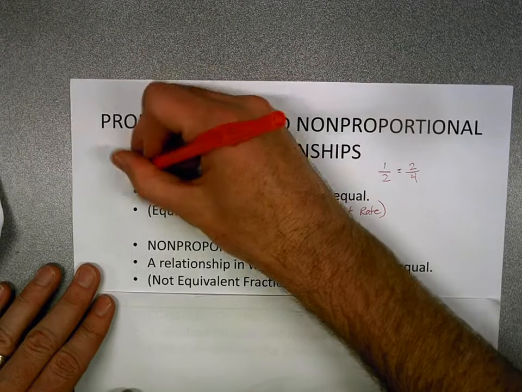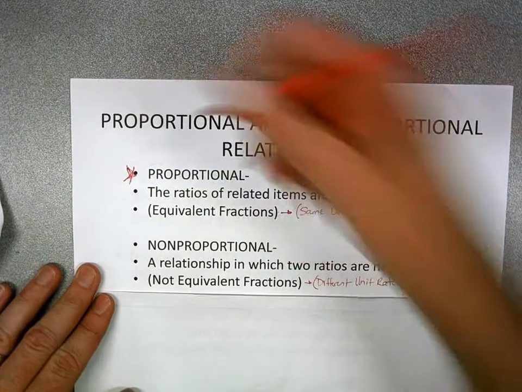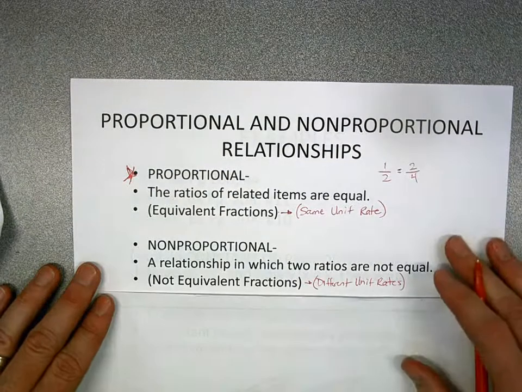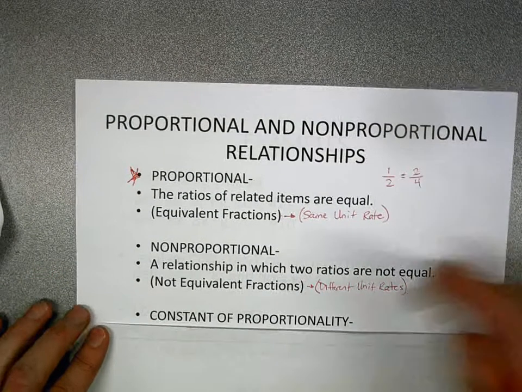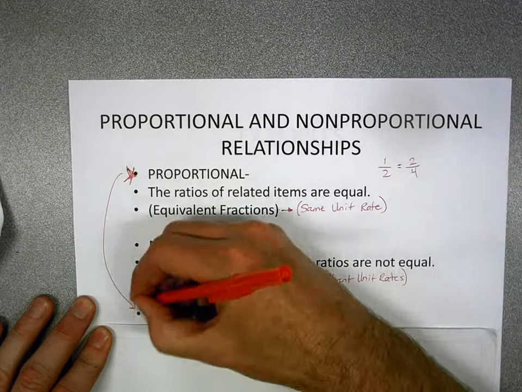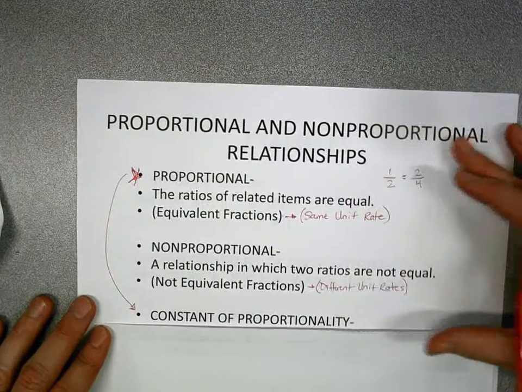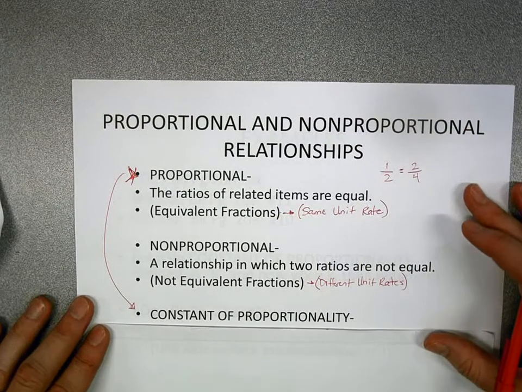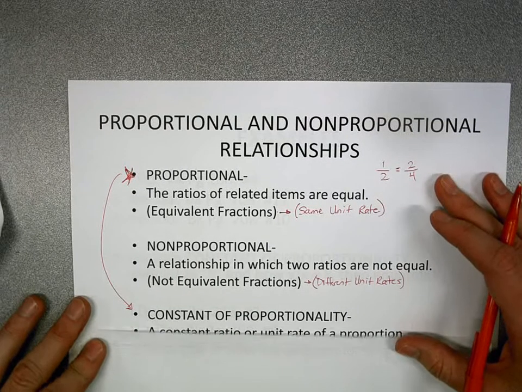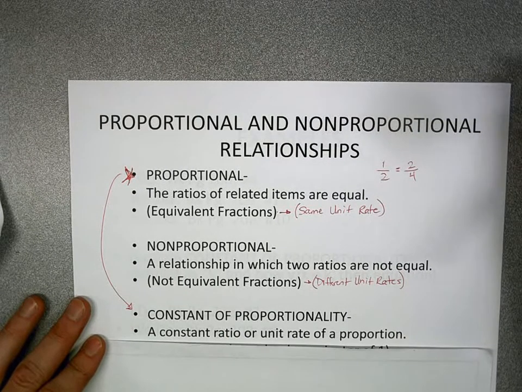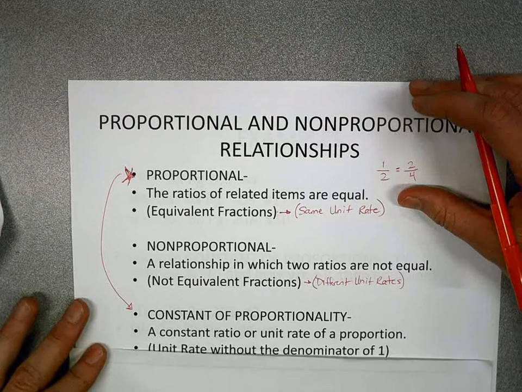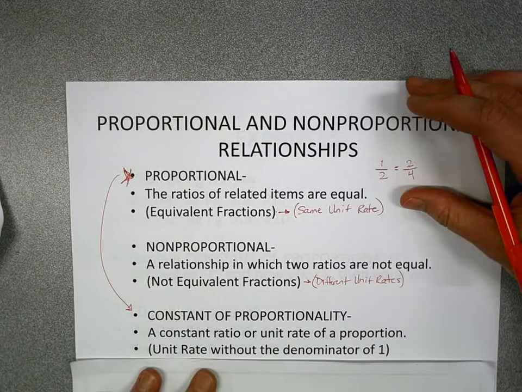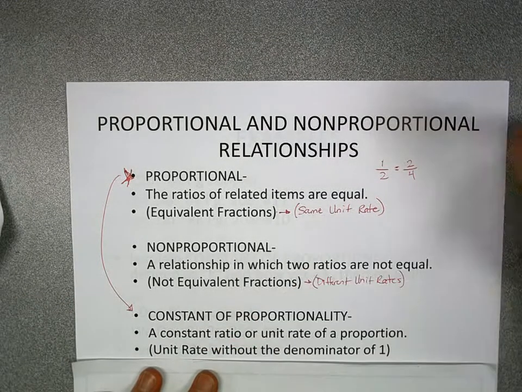Now, if and only if two ratios are considered proportional, you're going to have something called a constant of proportionality, everyone. So here's what a constant of proportionality is. This is a constant ratio or unit rate of a proportion. It's basically a unit rate without the denominator of 1.